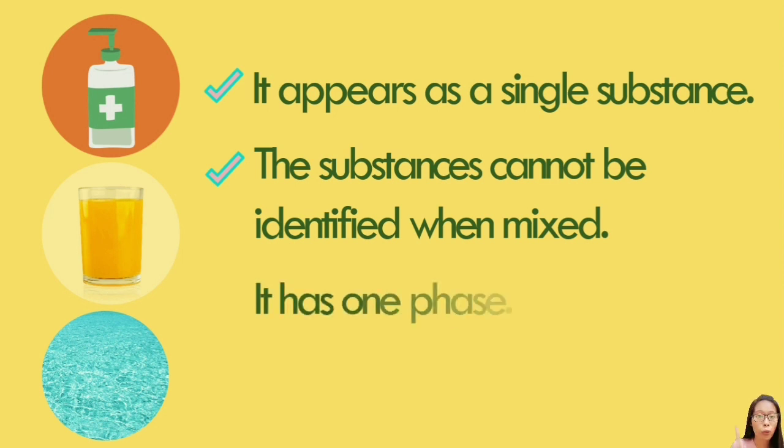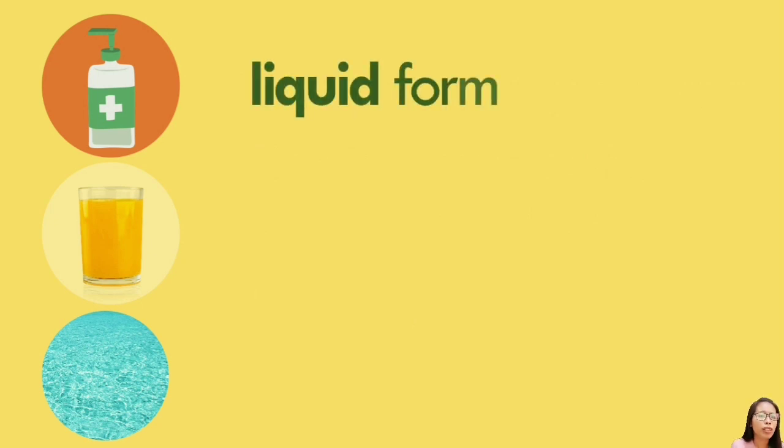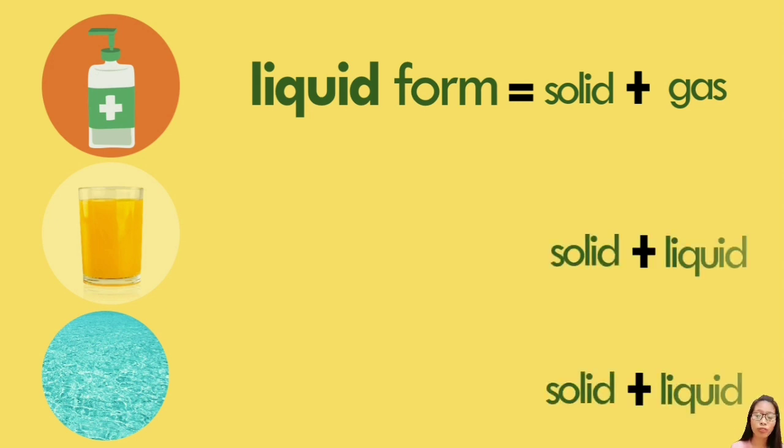Do they have one phase? Alcohol has one phase. It's in a liquid form, even though its substances are in a solid and a gas form. Juice and seawater both have substances in solid and in a liquid form, but the mixture is in a liquid form.